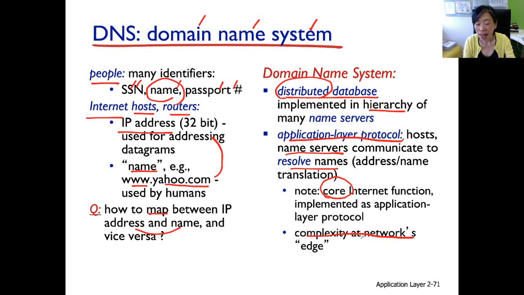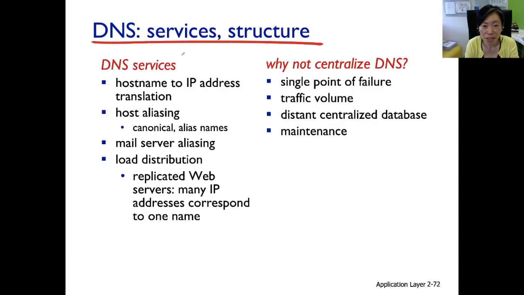Okay. And a good side of doing this is that we can evolve quickly and performance bottlenecks can be removed quickly. Right. DNS services. There are multiple services DNS actually provides. First is what we've talked about, the most basic one, from host name to IP address translation. It does 3 other forms of translation.